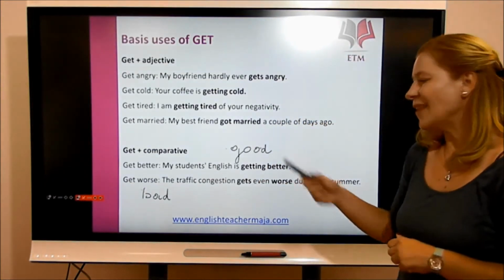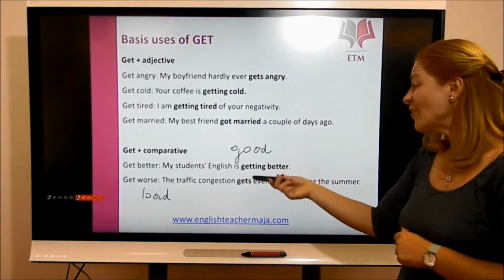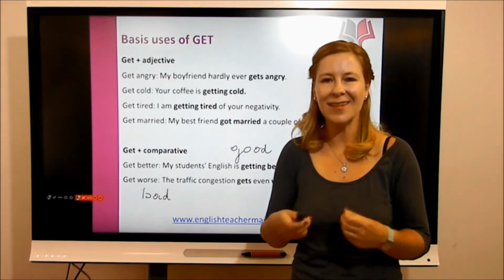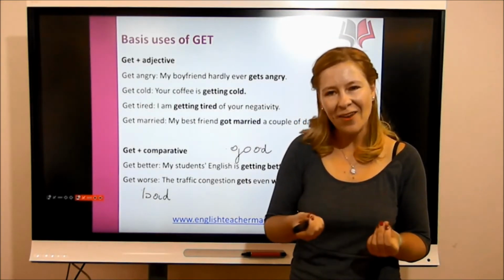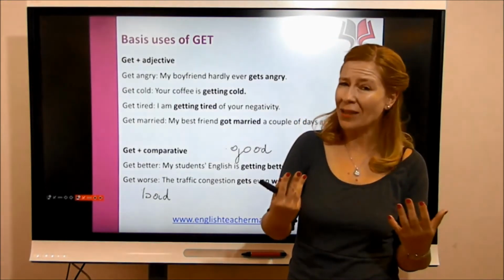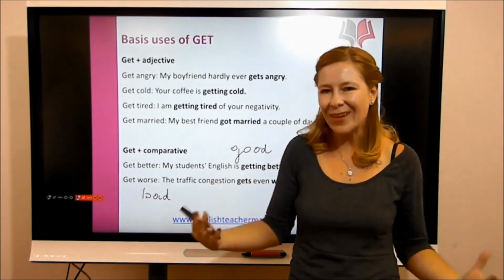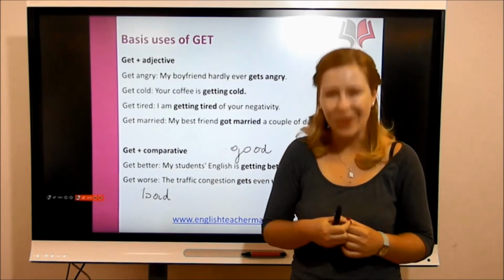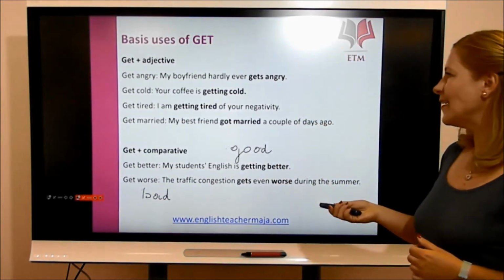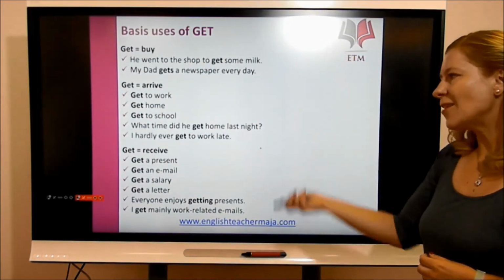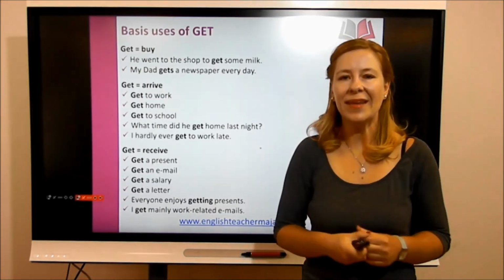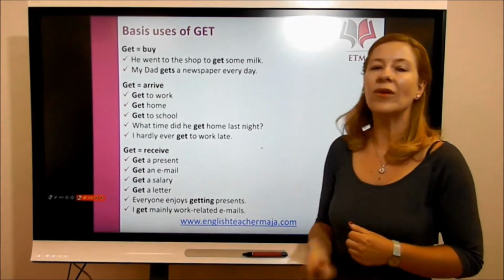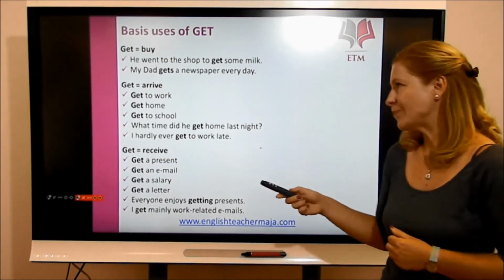Okay, and next one. The traffic congestion gets even worse during the summer. This sentence means that the traffic congestion is bad during the year, but during the summer it gets even worse. Okay, so now let's concentrate on different meanings of this verb. It could be buy, it could be arrive, or it could be receive.